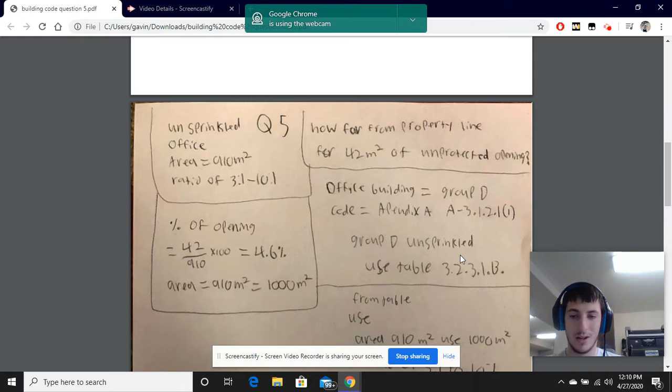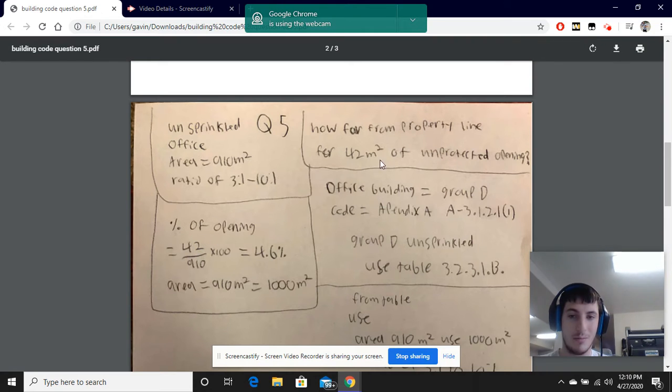From there, around here, there are 4 tables. This table right here, 3231B, is for groups A, C, D, F, Division 3 occupancies. There's one more for groups E, F, Division 1 and 2 occupancies, and 2 more for sprinkled buildings. But since it's unsprinkled and group D, we'll be using the 3231B table. The next step is to get the percentage of openings. You get that by taking the unprotected openings divided by the area, times 100, and you get 4.6%.